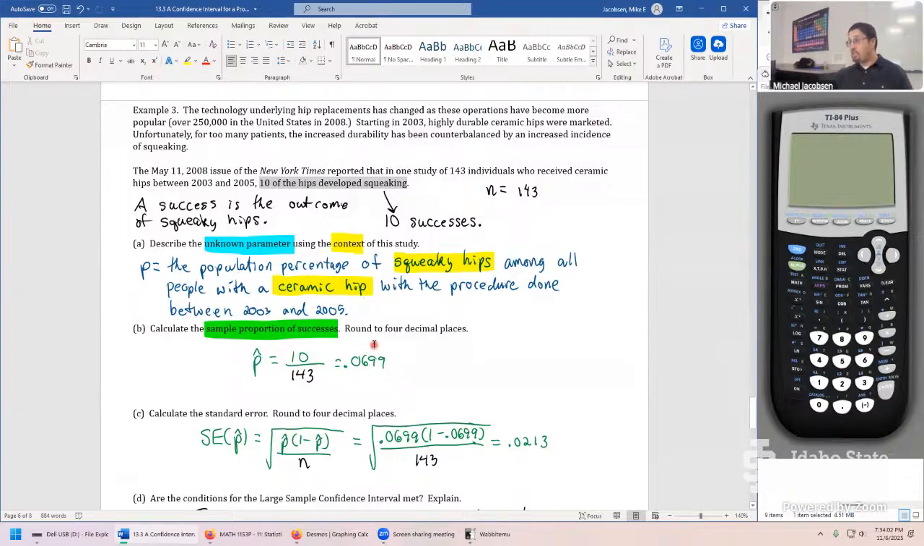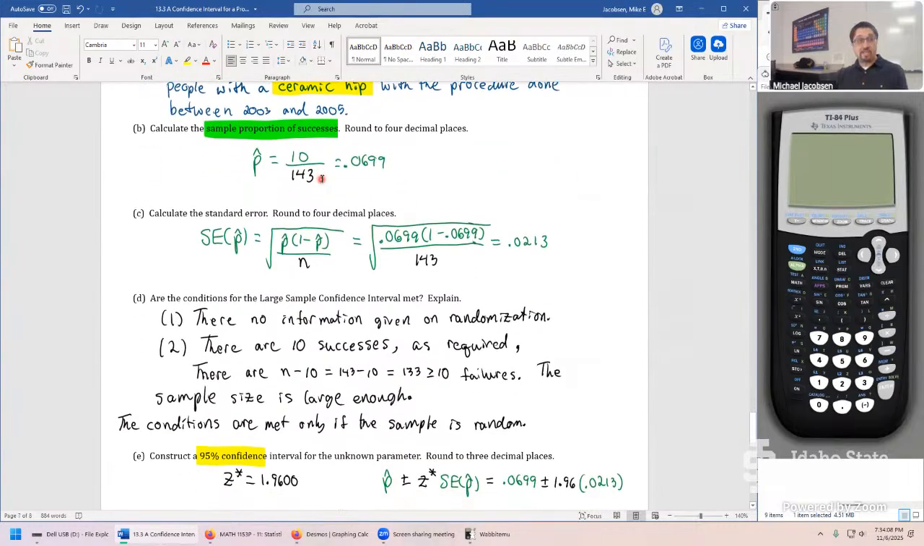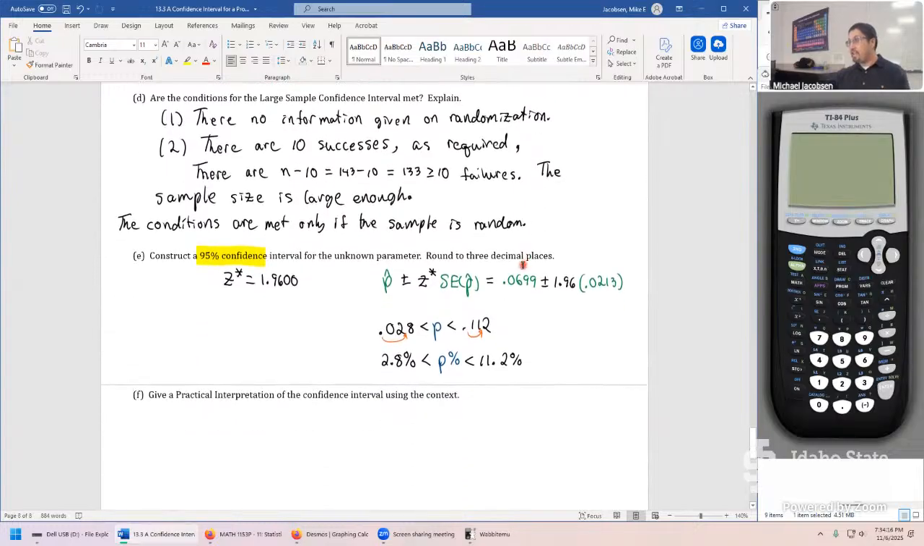But next, we take a look at the 10 successes divided by sample size. They gave us the sample's proportion of successes. We threw it into the standard error formula and got 0.0213. After condition checking, we put this all together. 95% confidence gave us a table lookup of 1.9600. And then plugging in those three quantities, we got the interval.